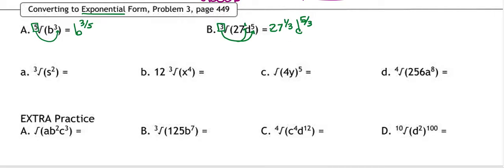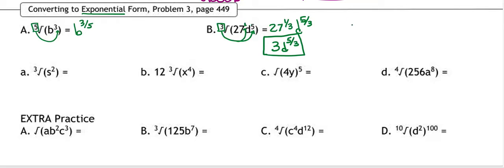Okay. Now, 27 is a cube, so 27 to the 1/3 turns into a 3, and then D to the 5/3 is just D to the 5/3. So that's kind of nice. There's really not a whole lot to do after you rewrite them. You just simplify the numbers if you can, but otherwise the exponents and the fraction powers basically just stay the same. That's one way to write it.